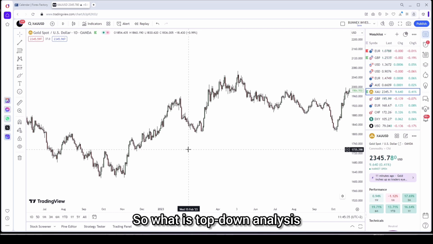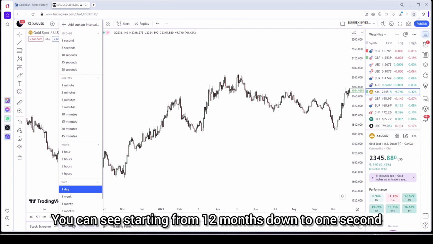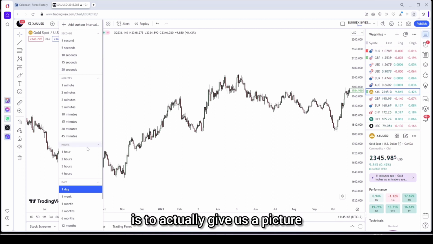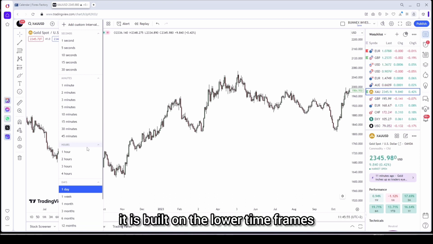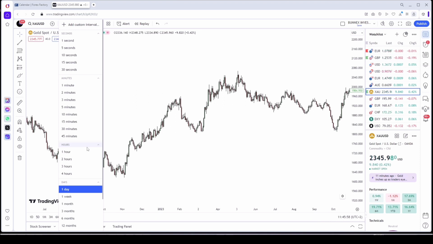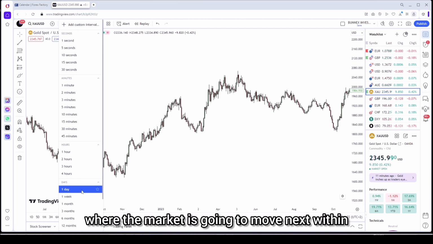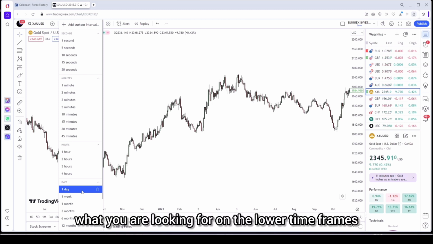So what is top-down analysis? Basically, we have several time frames. You can see starting from 12 months down to 1 second. Basically, what these time frames are for is to actually give us a picture. We say whatever is happening on the higher time frame is built on the lower time frames. Therefore, what you should do is to know where the market is going to move next within the higher time frames so that you understand what you are looking for on the lower time frames.